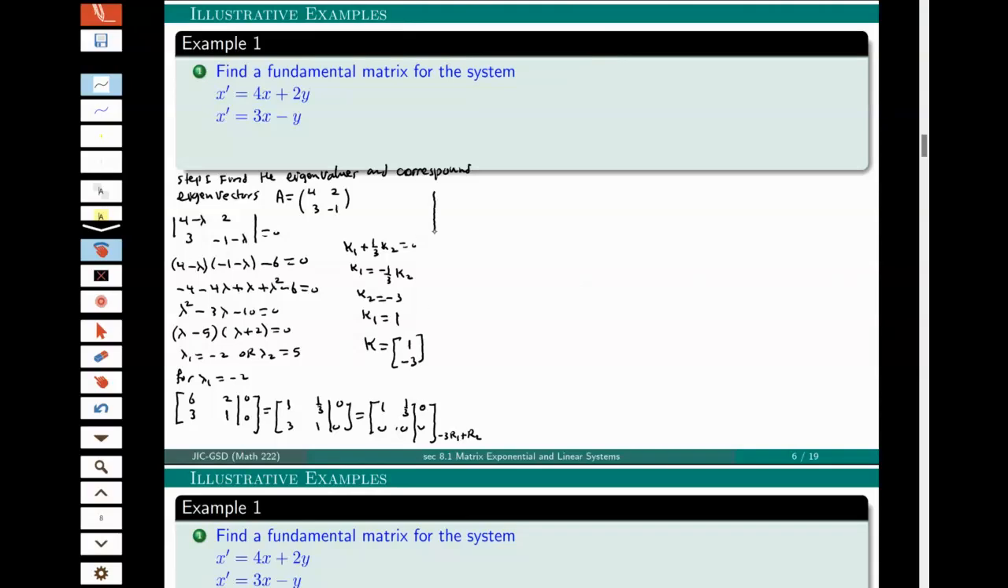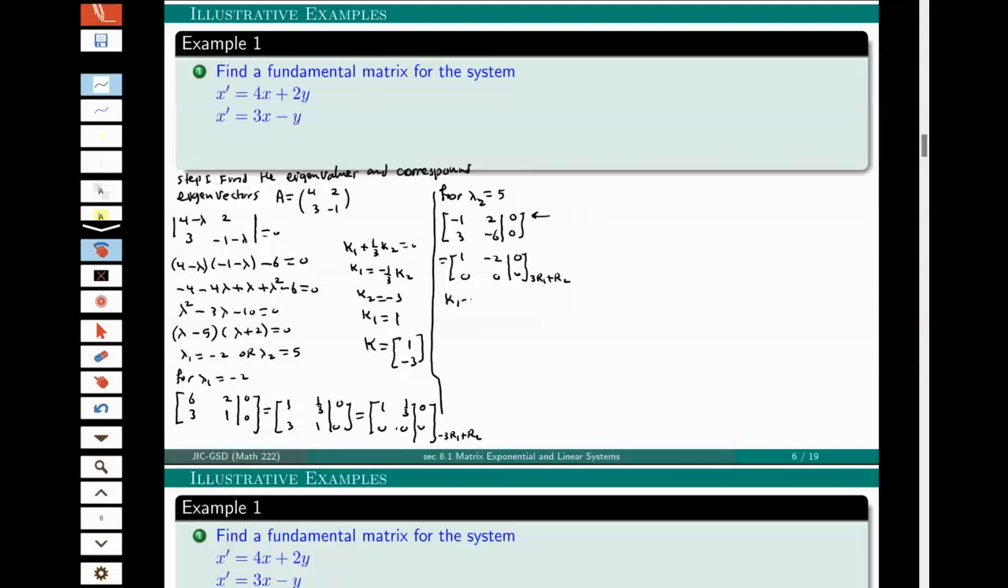That's the first one. For the second one, we have lambda 2, which is 5. So we put in 5, so it will be 4 minus 5, which is minus 1, 2 on the right-hand side, 0, then 3, and minus 1 minus 5 is minus 6. You can see now that will be 1, minus 2, 0. If I multiply this row by 3 and add to row 2, that will be 0, 0.